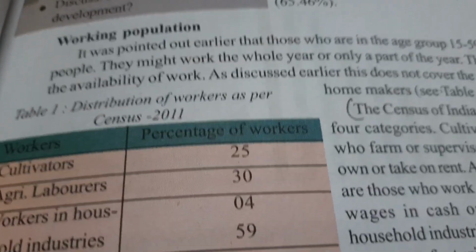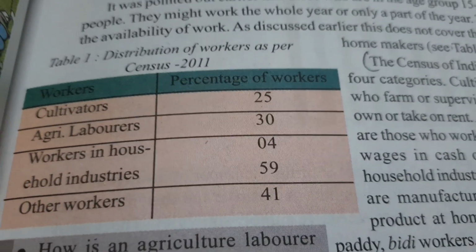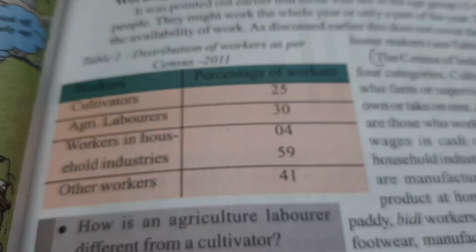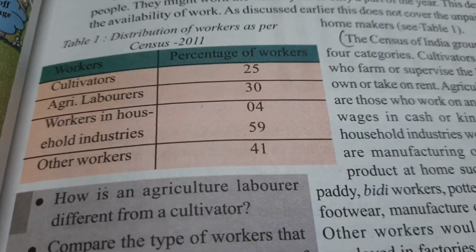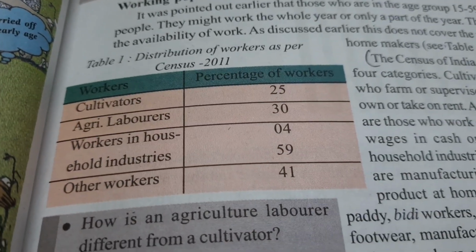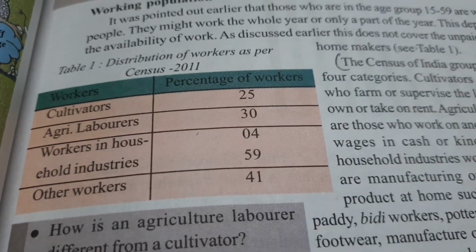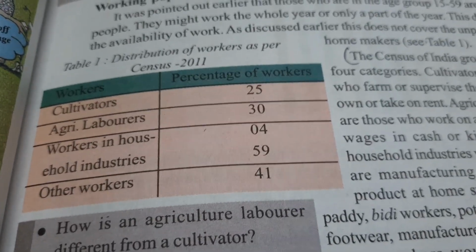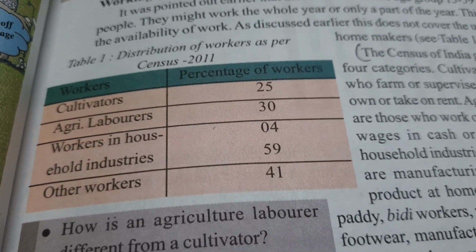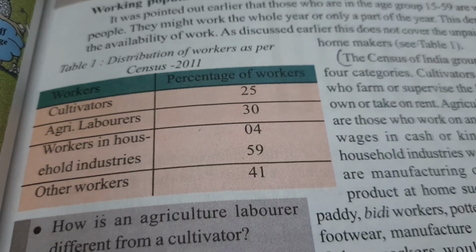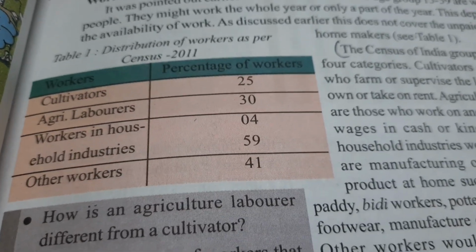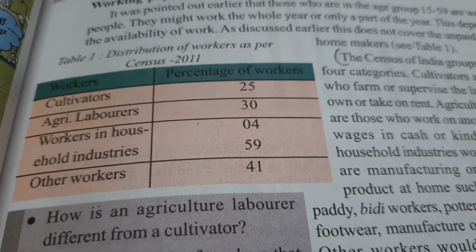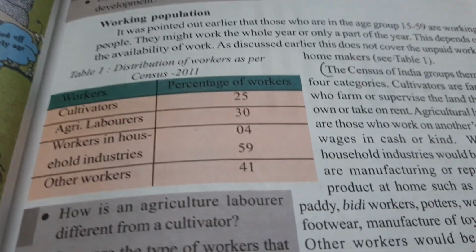Now, in the working group, there are many people doing different types of work, like some are farmers, cultivators, some people work in the fields of other people, some people do small house business and household industries, like tailoring, cobbler work, stitching. All these things, like making bidi, come under household industries, and other workers are also vendors and small shopkeepers.